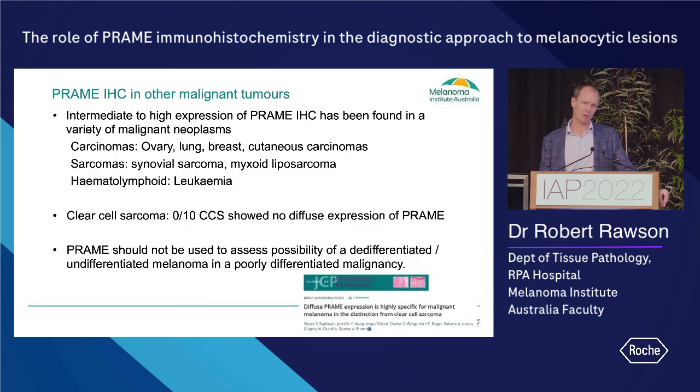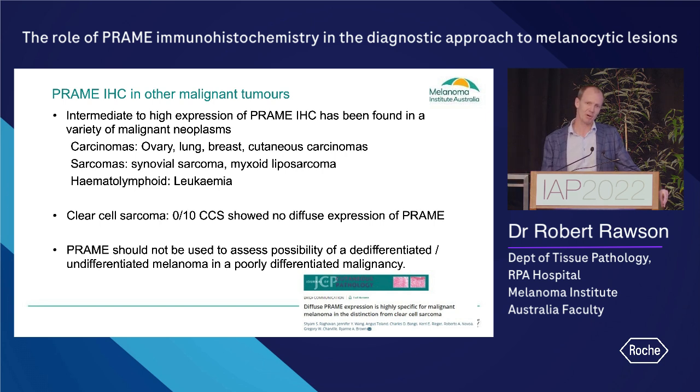Now finally, talking about PRAME in other malignant tumours, as I mentioned, it's been found in many other carcinomas, sarcomas, and hematolymphoid tumours. Interestingly, I think last month or the month before, someone published in the Journal of Pathology about cutaneous carcinomas, and it was found to be positive in some SCCs, BCCs, and adnexal tumours. And in our department we are starting to use PRAME in undifferentiated or dedifferentiated malignancies, wondering if it could be a dedifferentiated or undifferentiated melanoma.